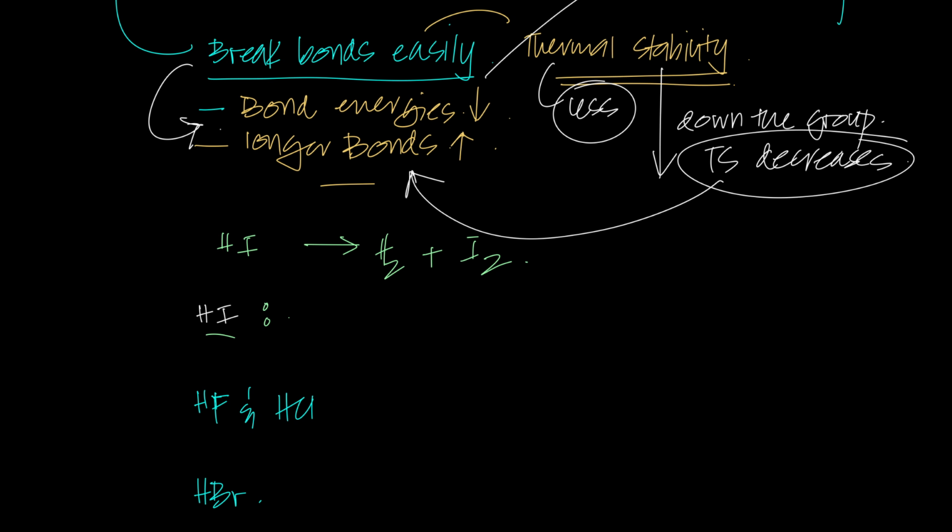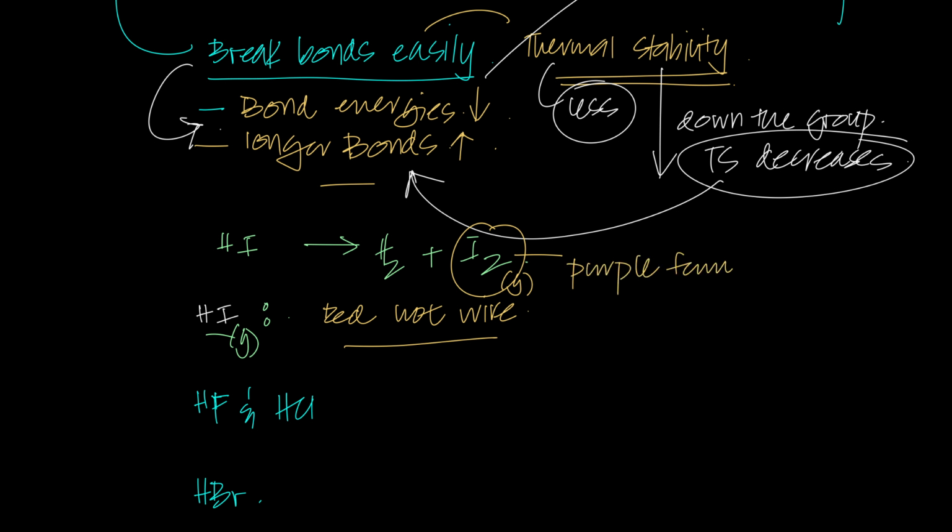Do you know how easy it was to break them? What scientists did was they inserted a red hot wire. This is HI gas, right? So they inserted a red hot wire into a sample of hydrogen iodide gas. What do you think would have happened? Purple fumes. Literally, iodine gas is purple, right? So purple fumes were automatically seen.